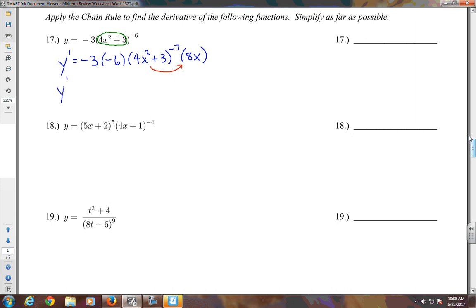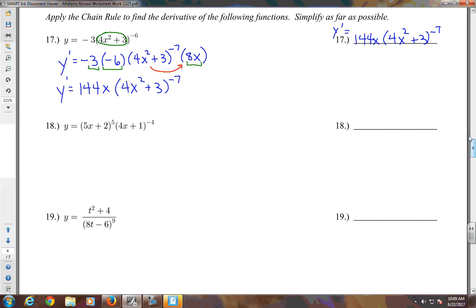When we simplify, I'm just going to collect these little factors here, multiply them all together, and put them on the left side. So we have negative 3 times negative 6, which is negative 18. And then 18 times 8x gives us 144x. Notice it's positive. And then don't forget about this little term here. And that accounts for everything. So we have 144x times 4x squared plus 3 to the negative 7 for our derivative. Okay? Sneak a y prime equals out there.